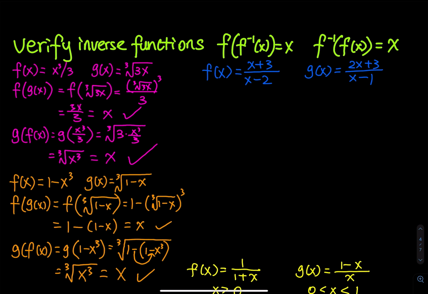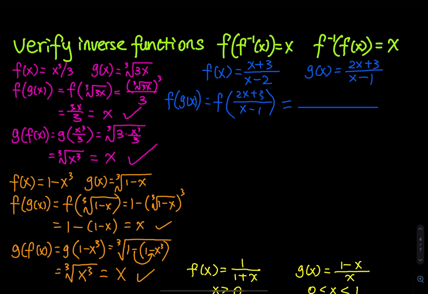This one is done. The blue one, you have two rational functions that might take some time to do. So let's start. So f of g of x. This is f of g of x, which is 2x plus 3 divided by x minus 1. When you do this on quizzes and exams, especially when everything is required to be written on paper, show all your work. Don't just say, okay, we plug in, okay, that equals x, we are done. No, I don't think you will get any credit for that. So make sure to show all your work.